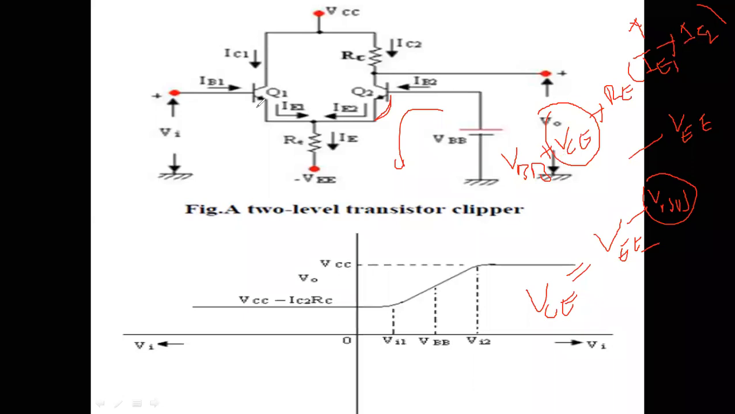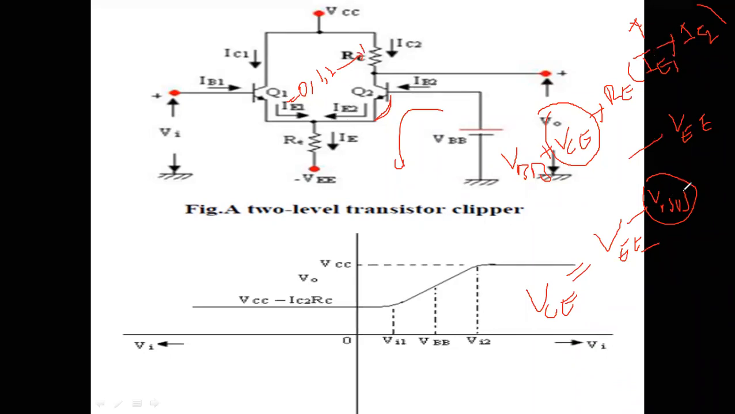It is moving from cutoff. When it is cut off, the IE1 value is 0. When it comes to the active region, this may go to 1 ampere or 2 amperes. When it goes to saturation, it keeps on increasing and reaches saturation. That is the final value. That means IE1 is increasing.